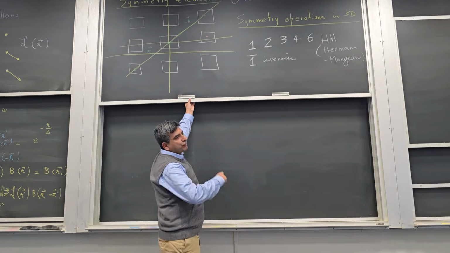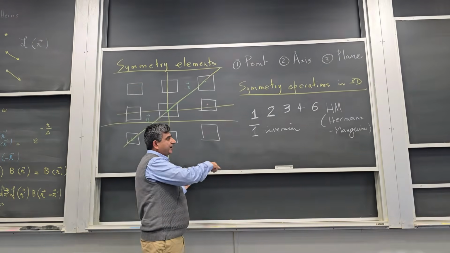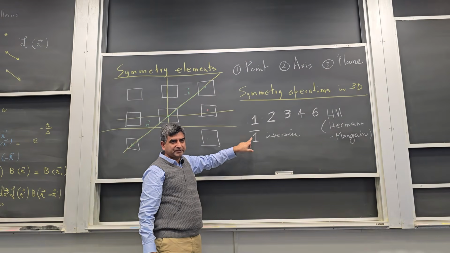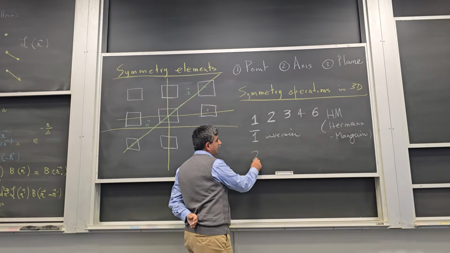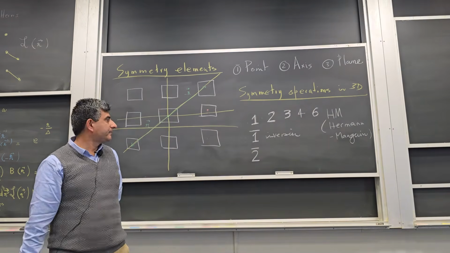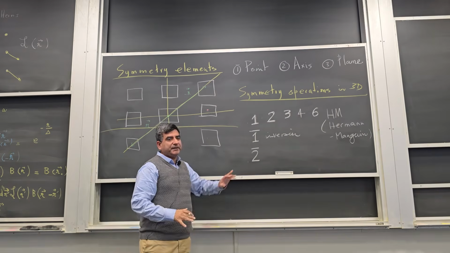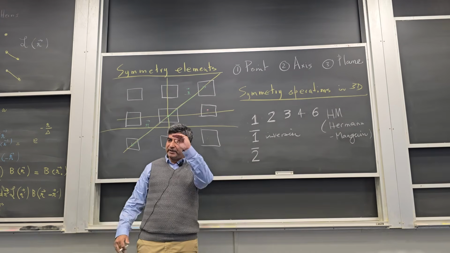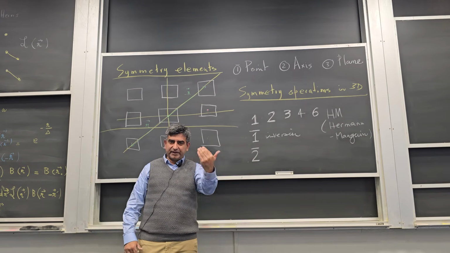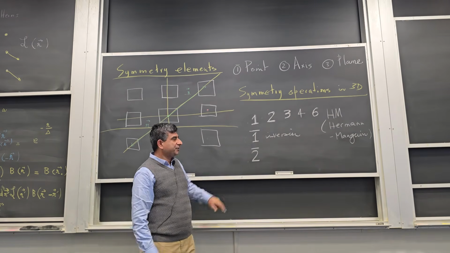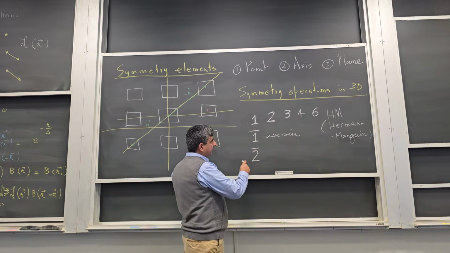Okay, let me list down all the symmetry operations first that are valid in 2D. So 1, 2, 3, 4, 6, 1 bar, which is an inversion operation. I'll explain what it means. You can also have 2 bar. These are not bold. 2 bar means a 2-fold rotation followed by an inversion. Whenever you have a bar, it means an inversion. I've explained inversion, but let me give you examples of this. And this 2-bar operation, I'll show what it means in a minute, and it's very interesting.